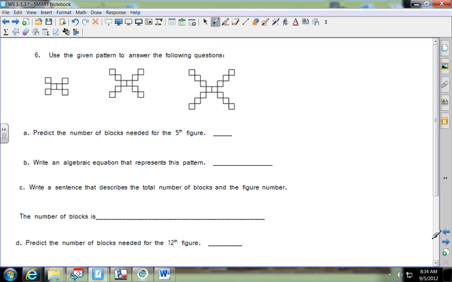Next one, pause this video, see if you can figure out what the next figure number is, and come back and see how you do.